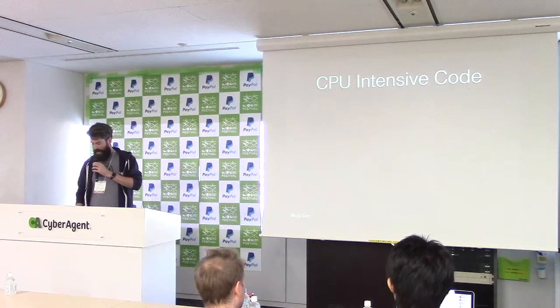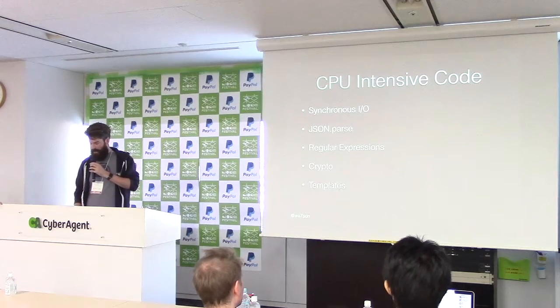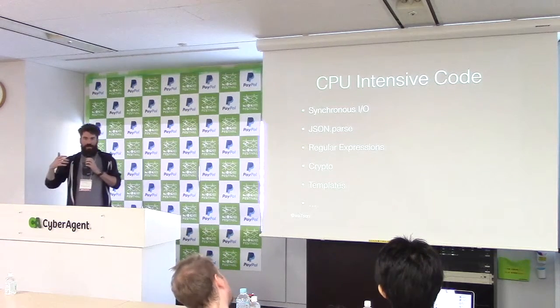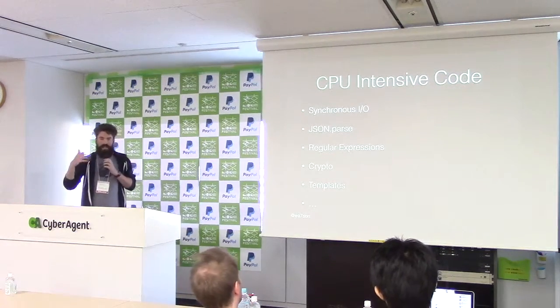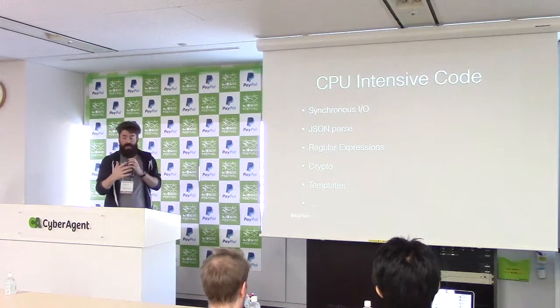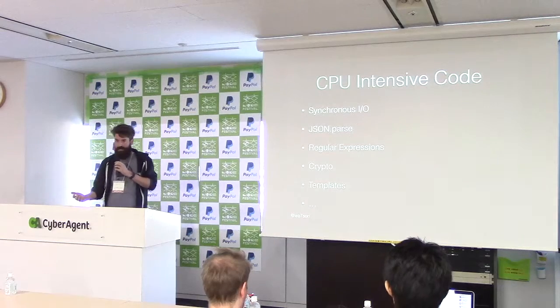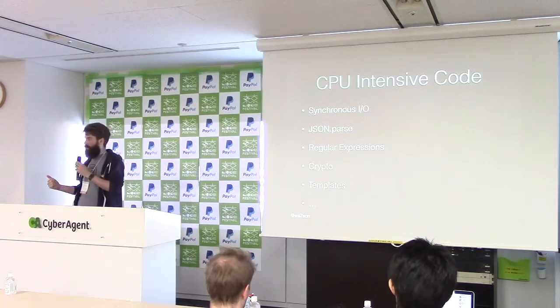So let's dive into something about CPU-intensive code. I'm just going to quickly mention that there's a lot of things that can cause your program to become slow. There's a lot of things that can make your CPU spin. Some of them are obvious, some of them are less obvious. But we're going to look at one of the examples today.